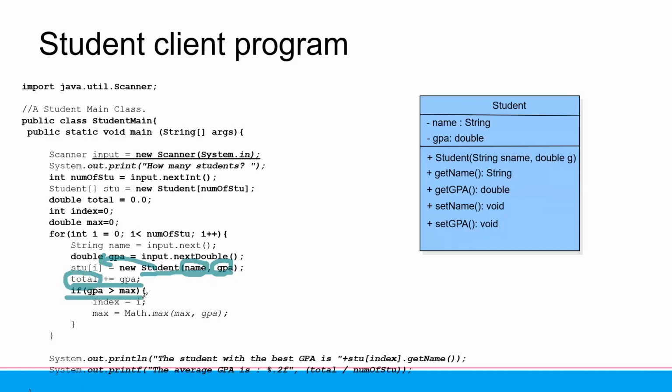And then now I'm checking. If the GPA is greater than the maximum, then I need to get the index of that particular student. And then the max will be the new max, comma GPA. So it will be compared with the maximum GPA.